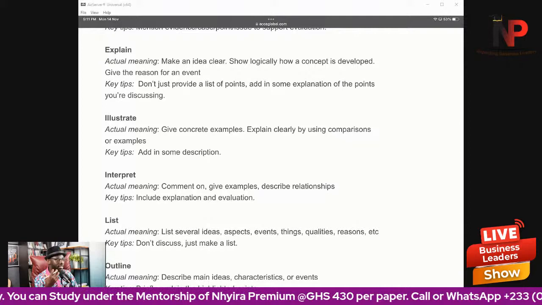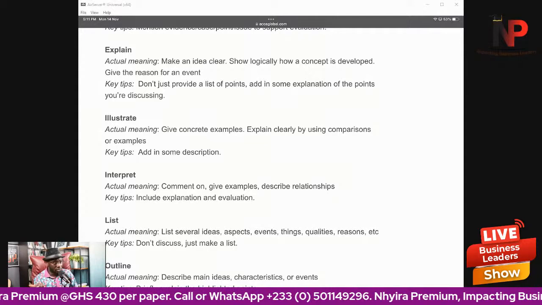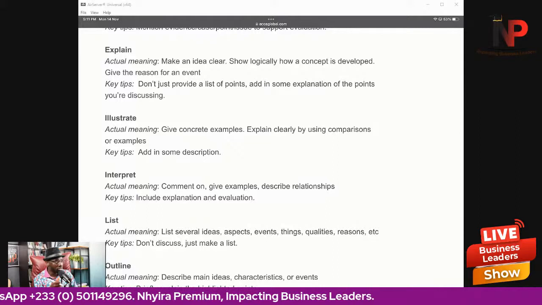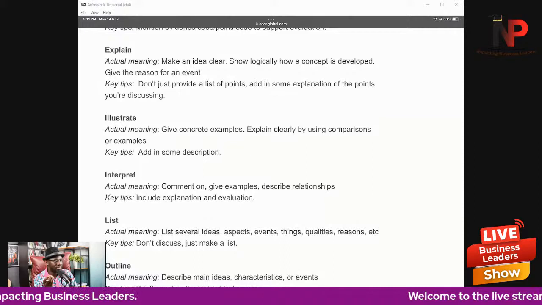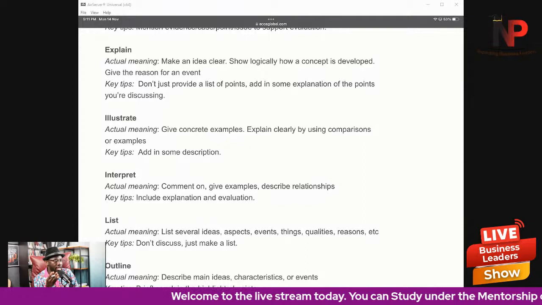Illustrate. It is a terminology, it's a verb that the examiner uses in public sector, that he uses in management accounting, that can be used in financial reporting, advanced audit and assurance. It cuts across. So when the examiner says illustrate, it means you give a concrete example of what you are trying to explain. So you're going to explain clearly by using comparisons or examples.